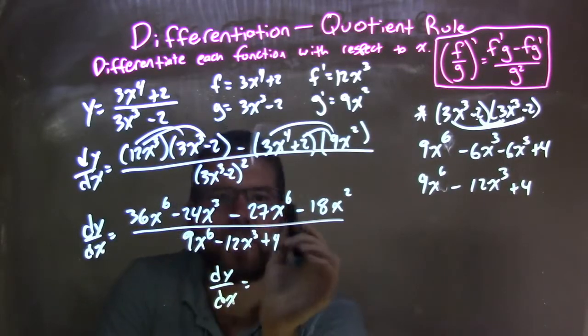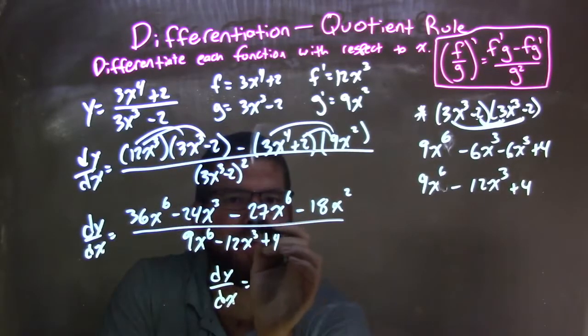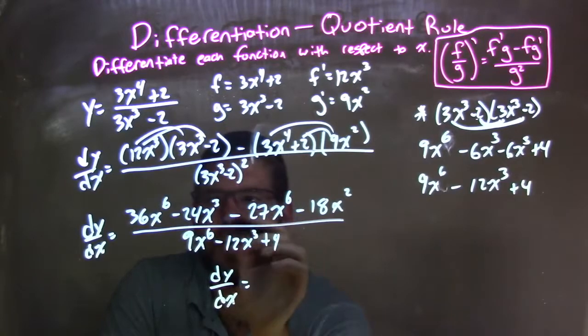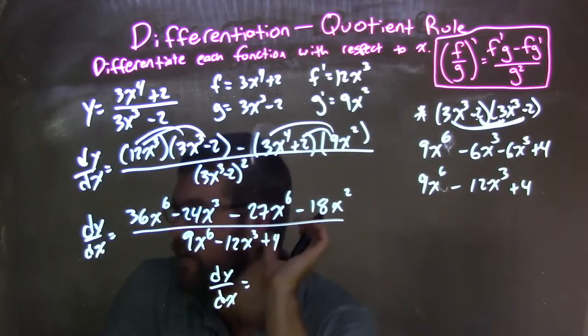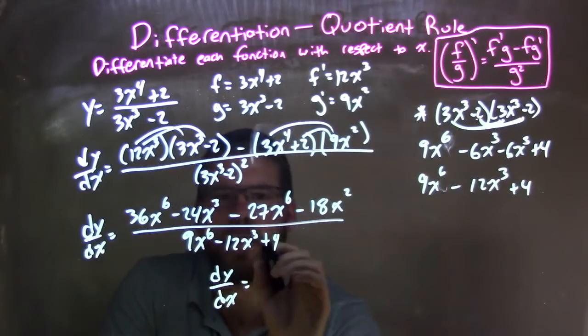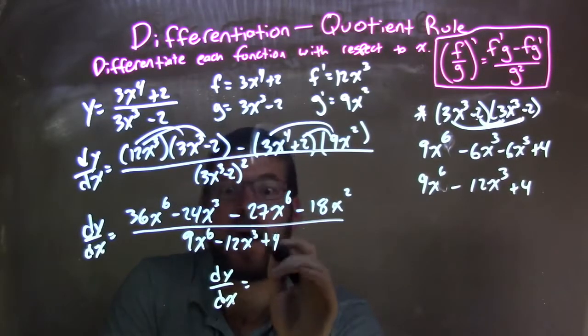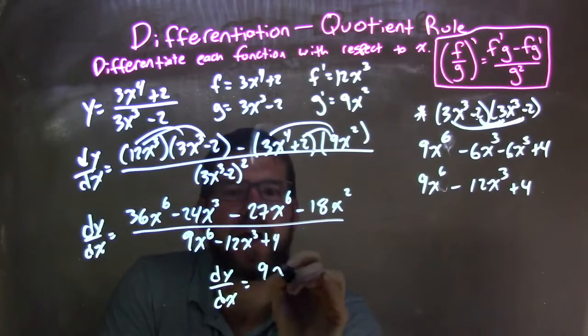I have 36 x to the 6, and then minus 27 x to the 6. Both of those are x to the 6 power, so I can combine those two. And so 36 minus 27 comes out to be 9. So we have 9x to the 6th power.